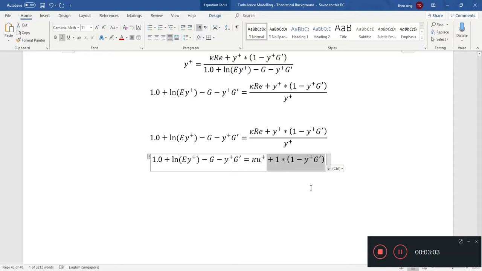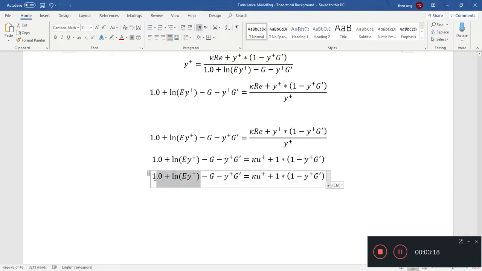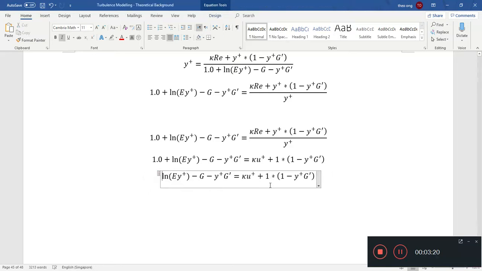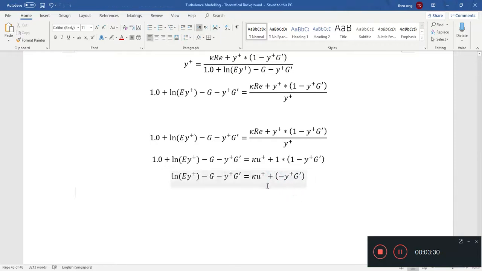Okay, so let's start getting rid of some unnecessary terms. First we can get rid of this 1 plus 1 term. This one we can mop up. Delete. So delete here. Then I'll just get minus y plus g prime. Okay, so that deals with this y plus term.